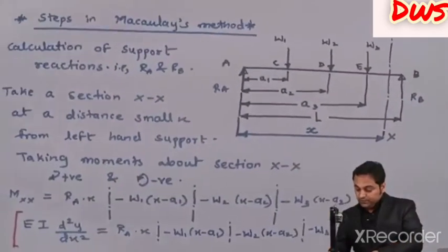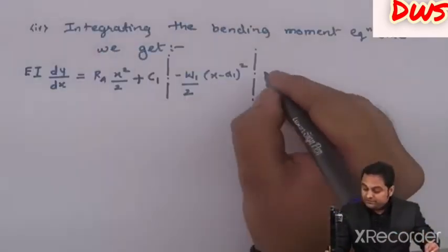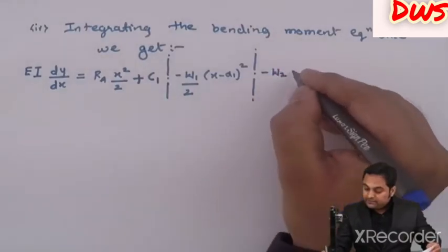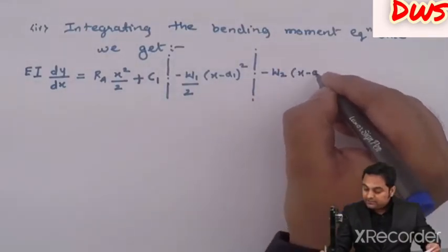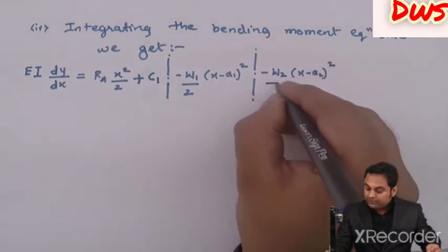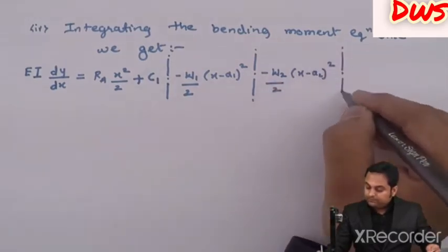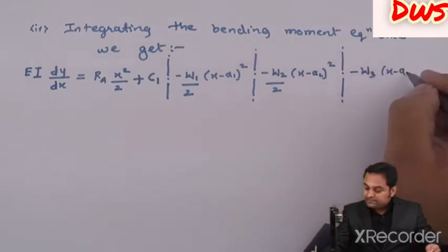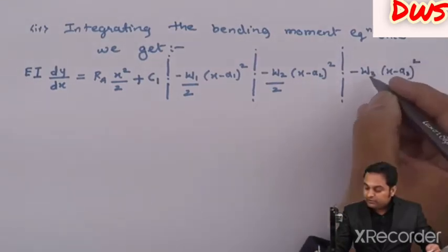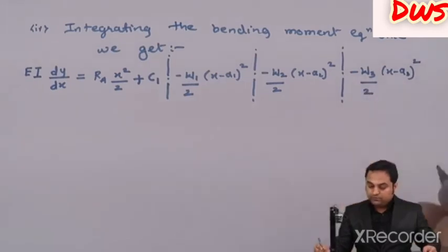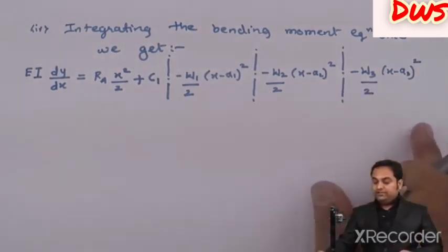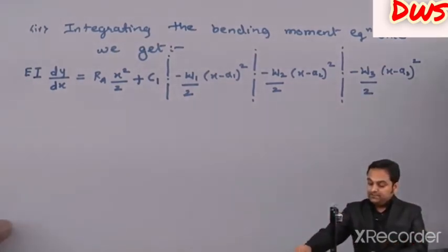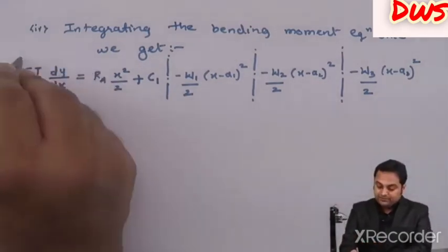Then minus w2 will remain as it is, and x minus a2 will become x minus a2 whole square divided by 2. At last, minus w3, x minus a3 whole square divided by 2. So here I have integrated once. I'll keep this as equation number 2.